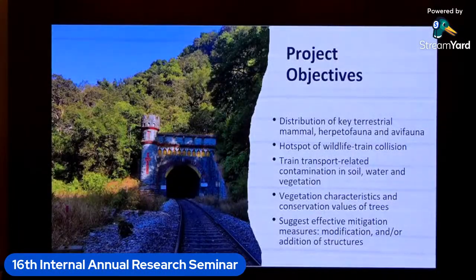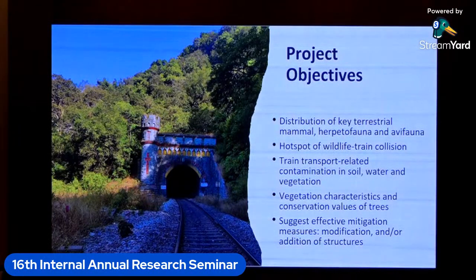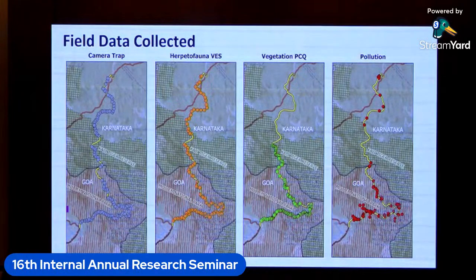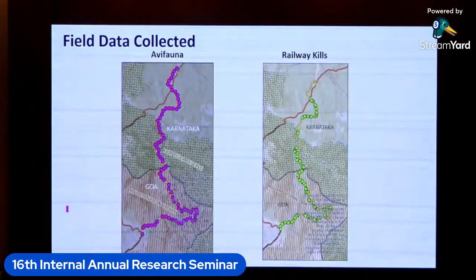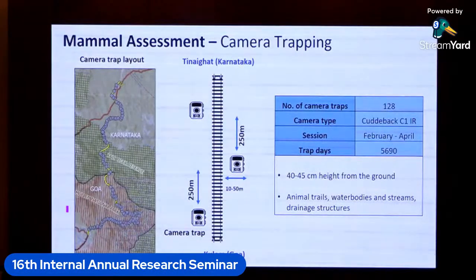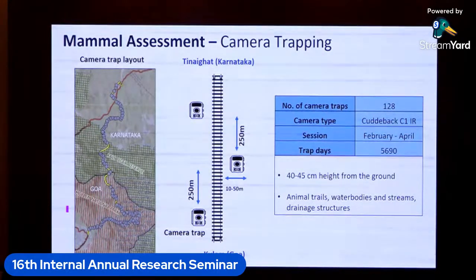So with a long list of project objectives, we will be presenting here mainly the environmental attributes, key faunal and floral diversity, and an overview of the mitigation measures. So based on these objectives, we have conducted camera trapping, herpetofauna surveys, vegetation plots, pollution sampling, avifaunal surveys, and vehicle surveys. So we placed 128 camera traps along the railway track at every 250 meters, and we focused mainly on animal trails, water bodies, and the drainages across the railway track.